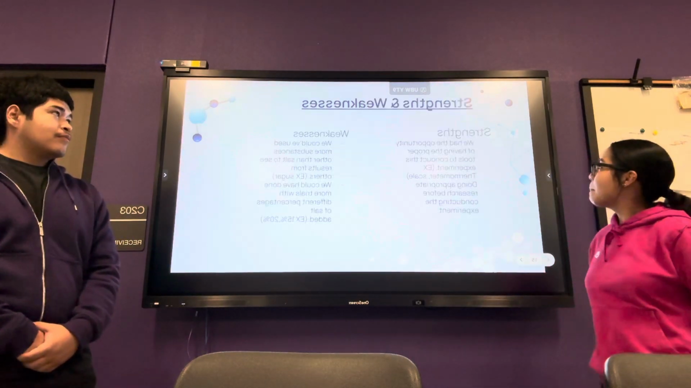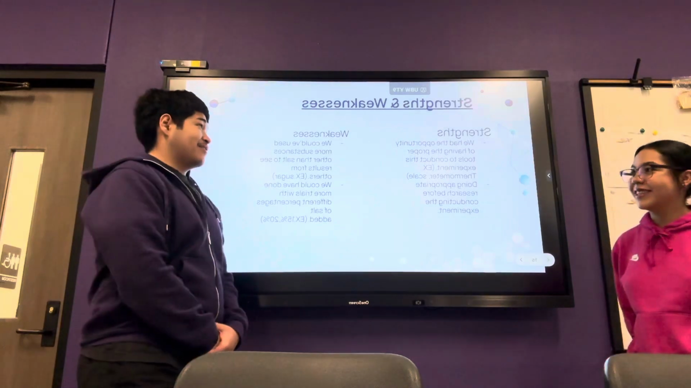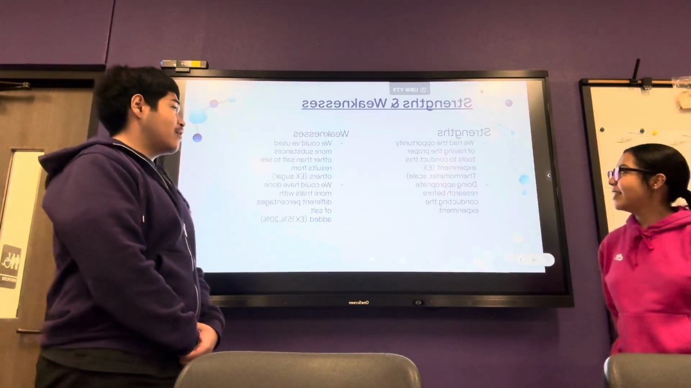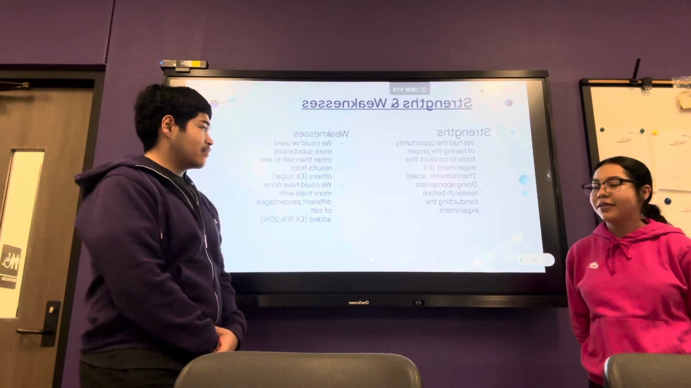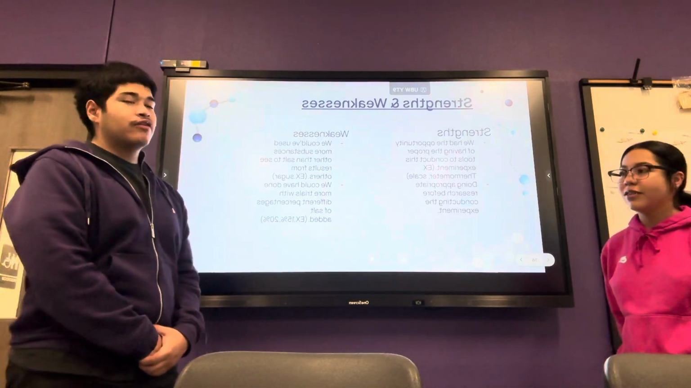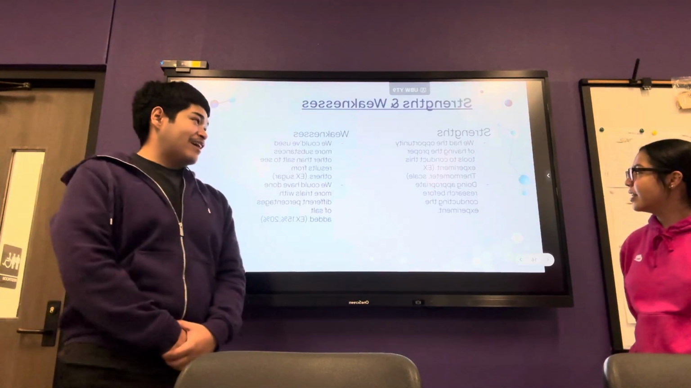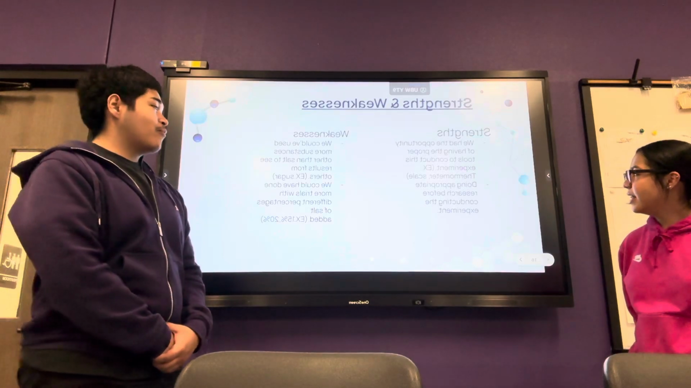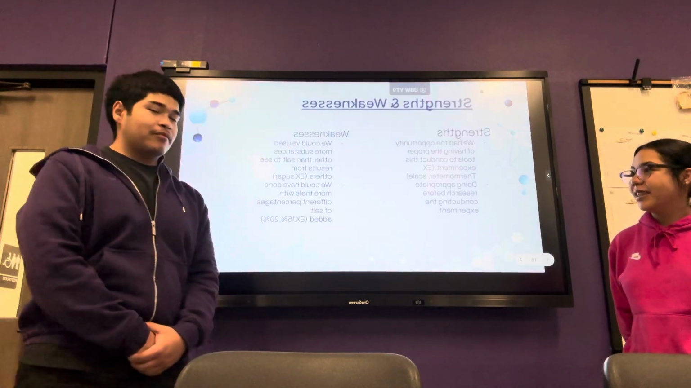Our strengths and weaknesses. Strengths. We had the opportunity of having the proper tools to conduct this experiment, for example the thermometer and the scale. We also did appropriate research before conducting this experiment.